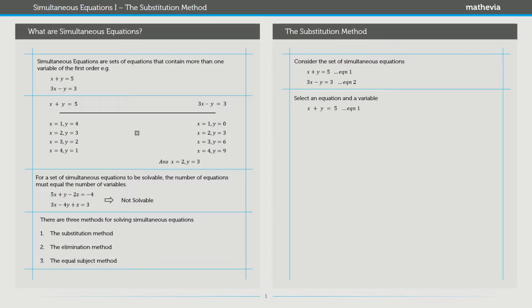I'm going to work with equation 1. I think equation 1 would be a lot easier to work with. So I'm going to work with equation 1 and I'm going to work with x. So select an equation and select a variable: equation 1 and x. The next thing I'm going to do is make the selected variable the subject of the equation. I have x plus y equals 5, and x equals 5 minus y when I bring y over to the right. So x equals 5 minus y.